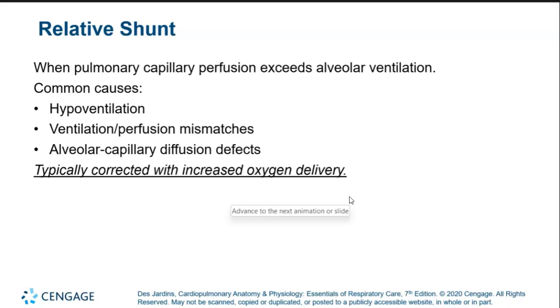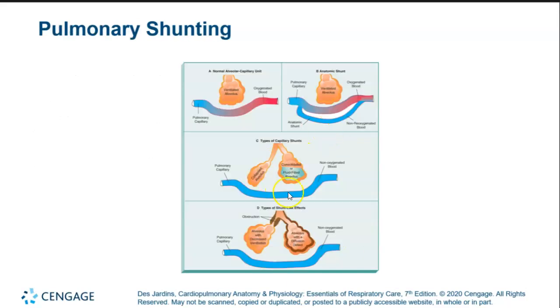So I thought this was a good picture from your book just to kind of demonstrate this. In your normal alveolar capillary unit, you get your blood flow through ventilated alveoli. It's unoxygenated. As it passes that alveoli, it becomes oxygenated blood. So anatomic shunts happen where some of the blood goes through and gets oxygenated, but then some of the blood never comes in contact with these ventilated alveoli.